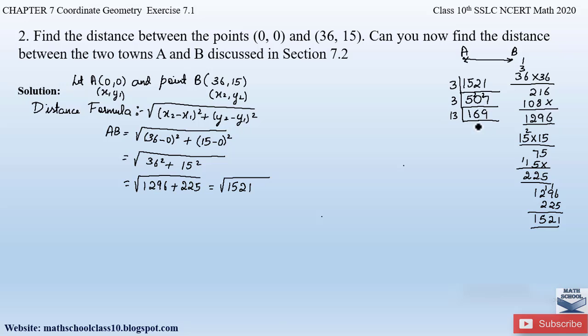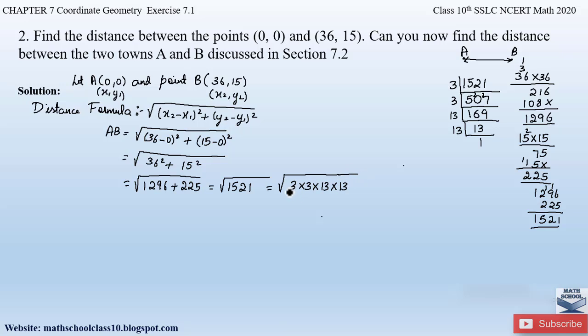So 13 times 13 will give you 169. Again we can take 13 one time, since 13 is a prime number. So here we can write the square root of 1521 will be 3 into 3 into 13 into 13. These are the factors we have obtained.